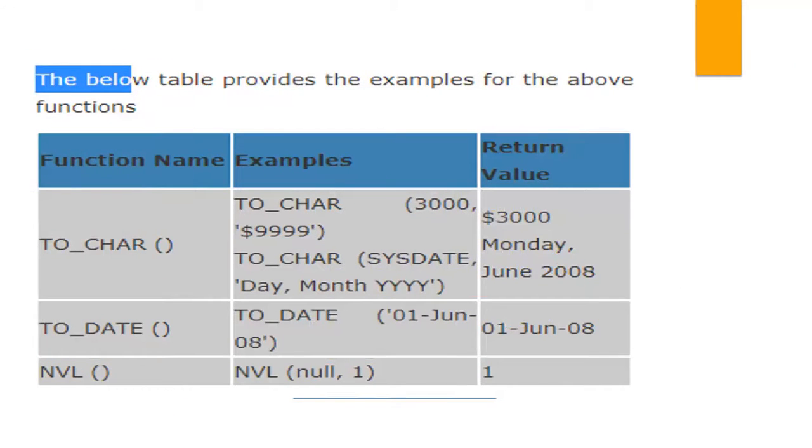Examples of some conversion functions: ToChar of 3000, format $999, so the return value is the string of 3000. ToChar of sysdate, comma, 'Day Month Year', so the output is Monday June 2008. ToDate function, 1st June 2008, the output is written as 1st June 2008. NVL of null, comma, 1, so the output is 1.